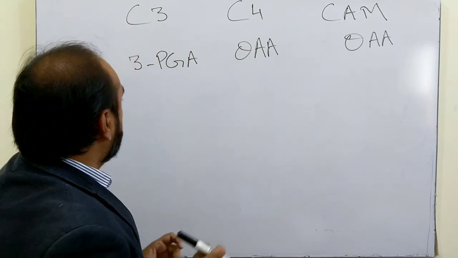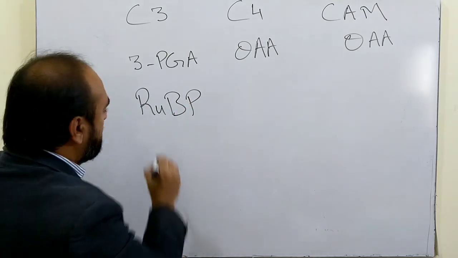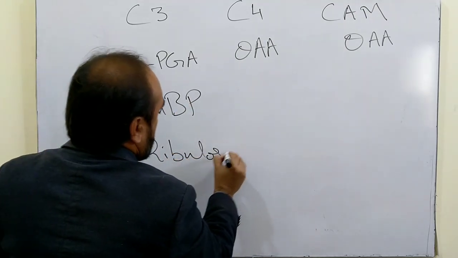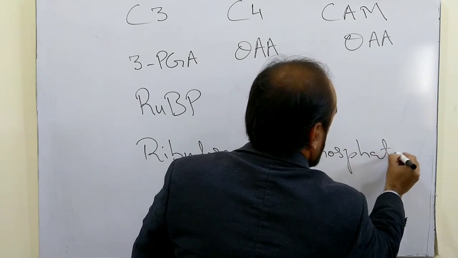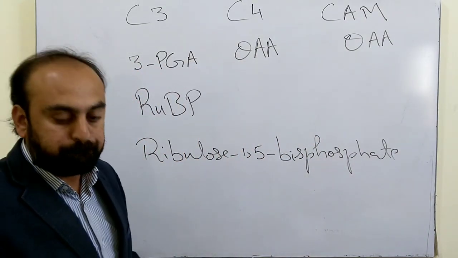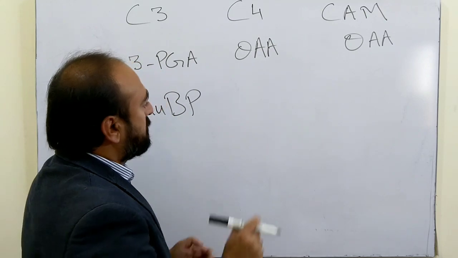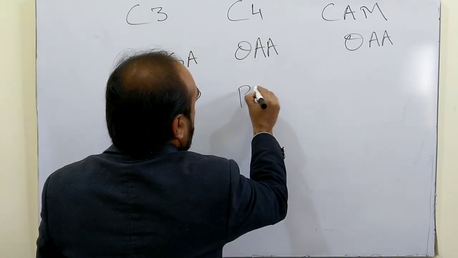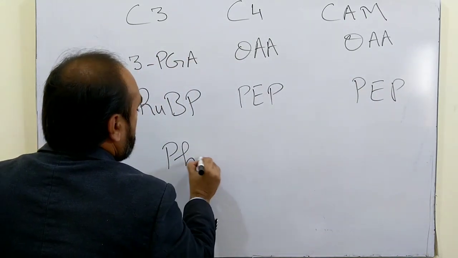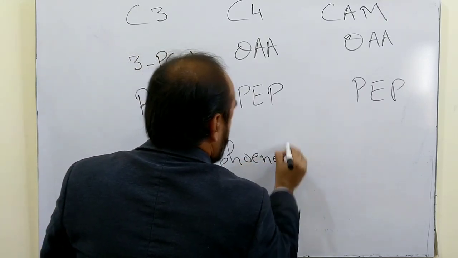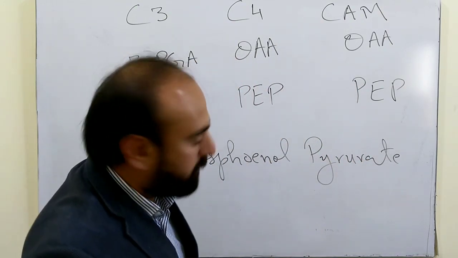In C3 plants, the first carbon dioxide acceptor molecule is a 5-carbon sugar called ribulose 1,5-bisphosphate, abbreviated as RuBP. Whereas in C4 and CAM plants, the first carbon dioxide acceptor molecule is PEP. PEP is a 3-carbon compound, that is phosphoenol pyruvate.